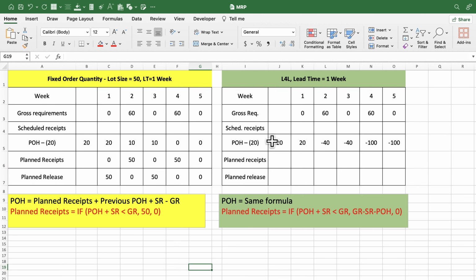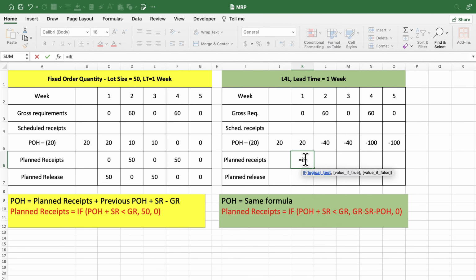Now doing the same thing for lot for lot approach, whereby we use the same formula, which is if our available inventory, which means this 20 plus scheduled receipts, is less than our demand, then place an order. Then the question is, what should be the order size? The order size will be this one minus what is available, minus this one. If not, then 0, and I will copy this to other cells.